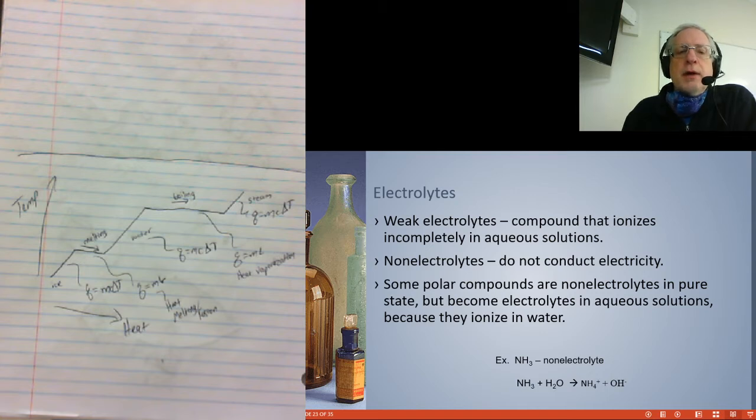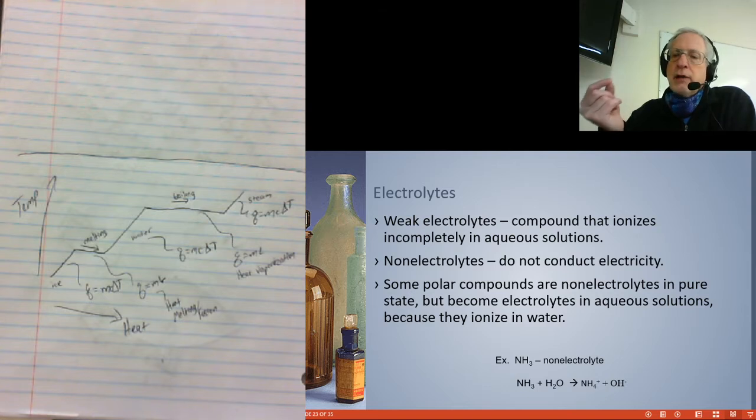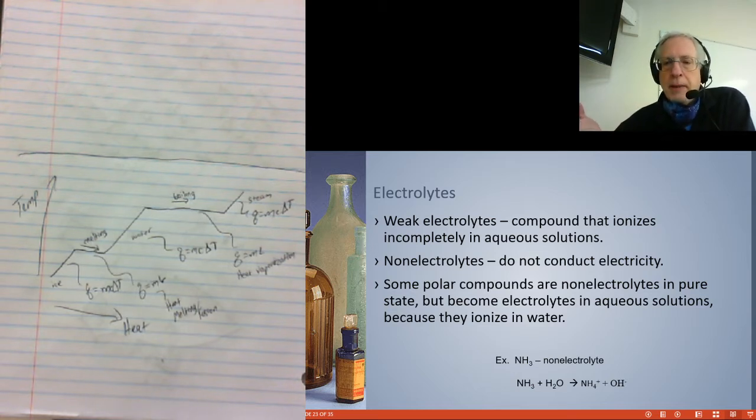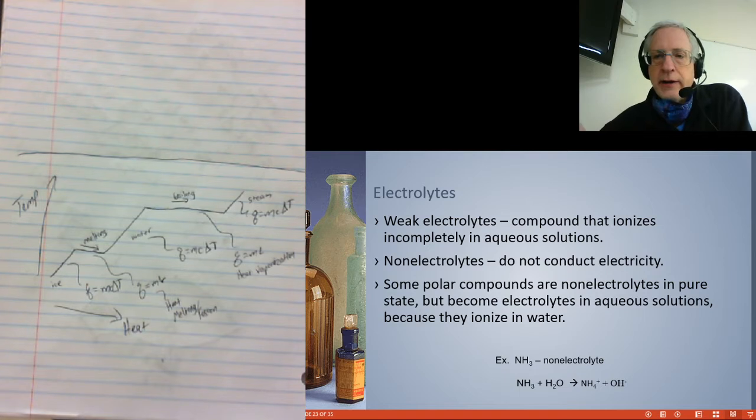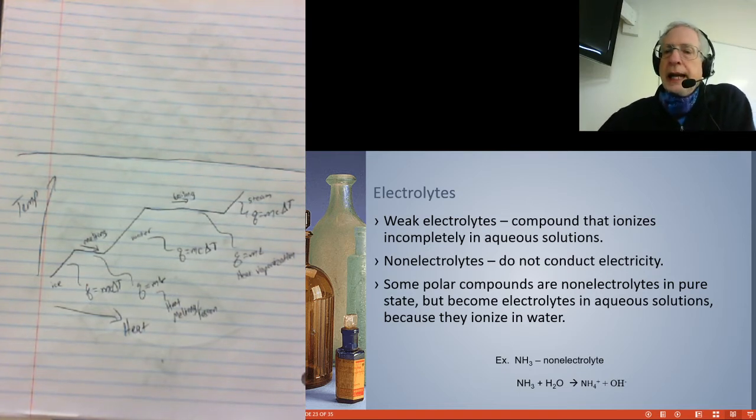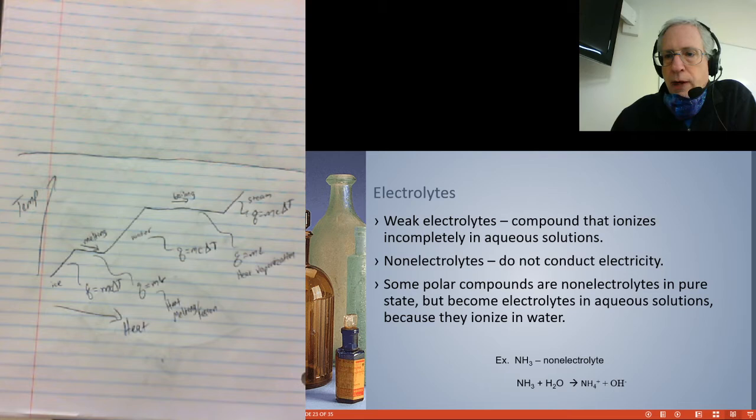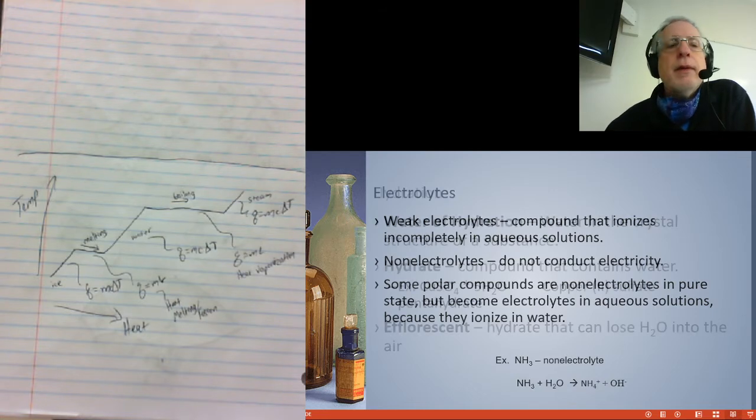Some polar compounds are non-electrolytes in their pure state, but become electrolytes in water. So if I take ammonia, which is a liquid, ammonia does not conduct electricity. If I add ammonia to water, it becomes an electrolyte, although weak, because some of that ammonia, NH3, will become ammonium, NH4 positive. So the ammonia becomes an ion which can now conduct electricity. And so basically, if you have a polarity or a charge, you conduct electricity. And you are either a strong or a weak electrolyte, and whether you are a strong or a weak electrolyte just depends upon how well you dissolve.